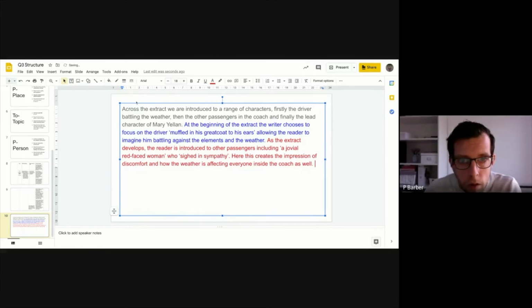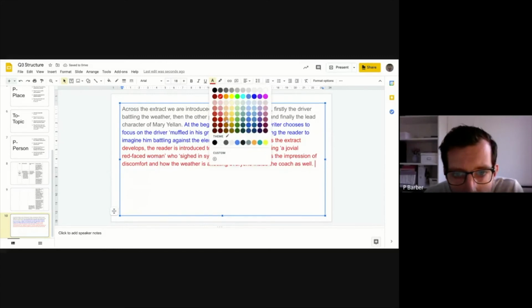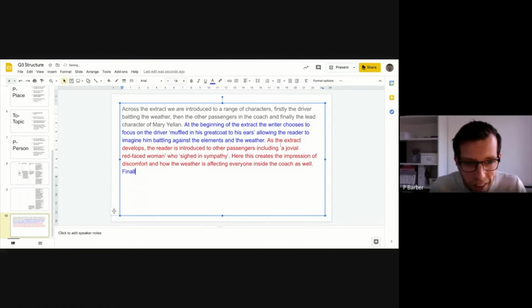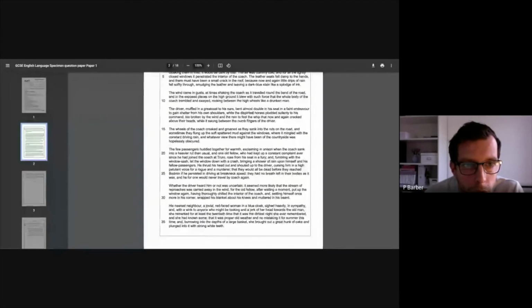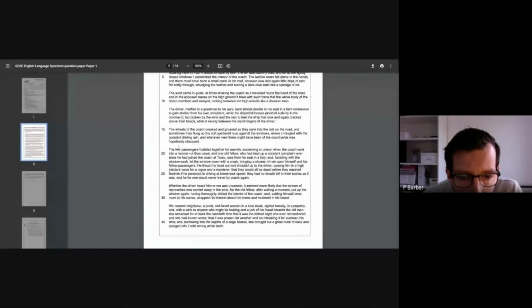Finally, sorry, my colour blindness is kicking in. Can't tell if I've changed colour or not. We'll go blue. Definitely tell the difference there. Finally, we are introduced to the only named character. Now we need to find some evidence for Mary Yellen. So we look at the final paragraph. Her chin cupped in her hands, her eyes fixed on the window.